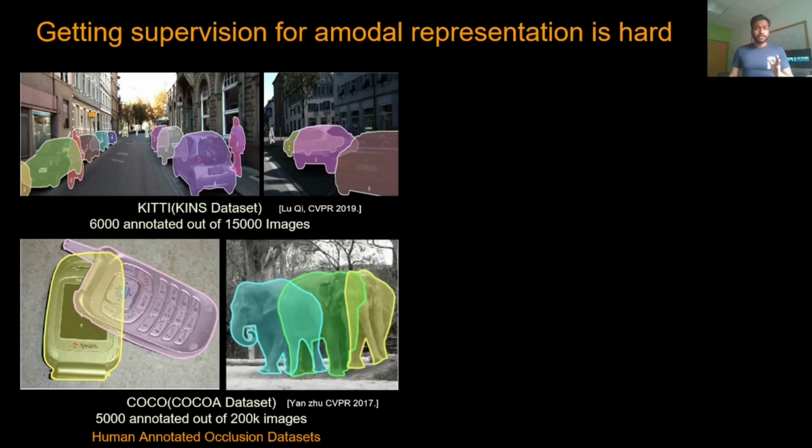And human annotations for amodal learning in current datasets like COCO and KITTI are very limited. Thus, we cannot learn all the occlusion configurations over different object categories.